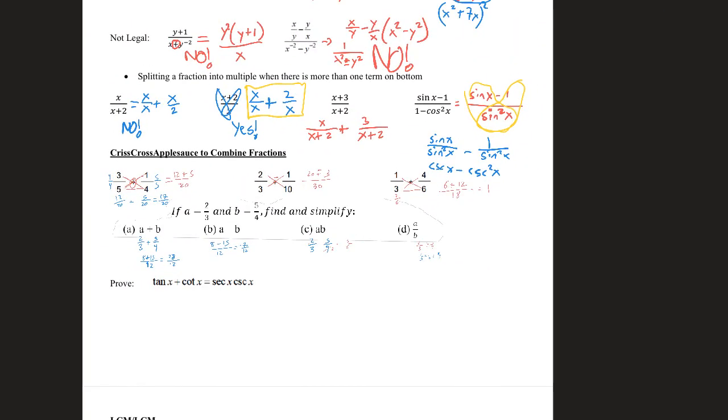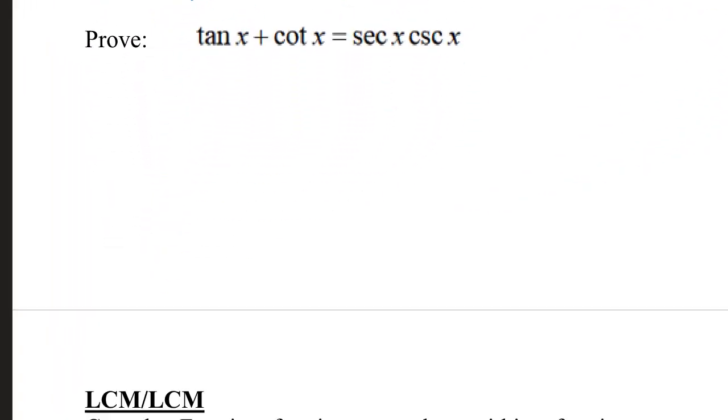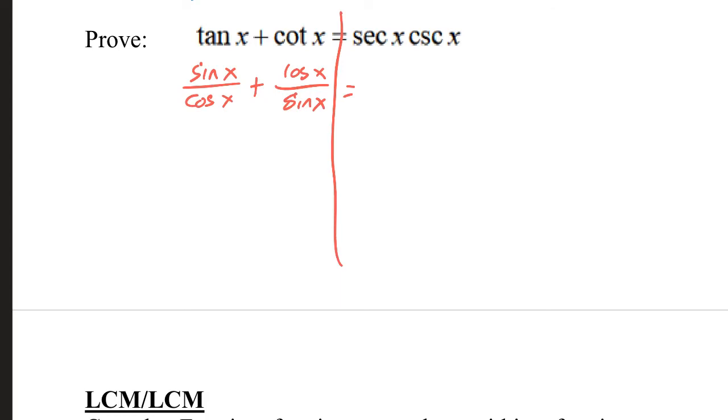Wow, that's really tiny now that I zoom back out, but whatever. Here's a useful crisscross applesauce in a trig proof. If I just change the left side to sines and cosines, sine over cosine, and this would be cosine over sine, equals, I'm not going to change that, I'm just going to draw my little line down here. Now over here, if I just do my crisscross applesauce, this needs an extra sine, so this becomes sine squared.